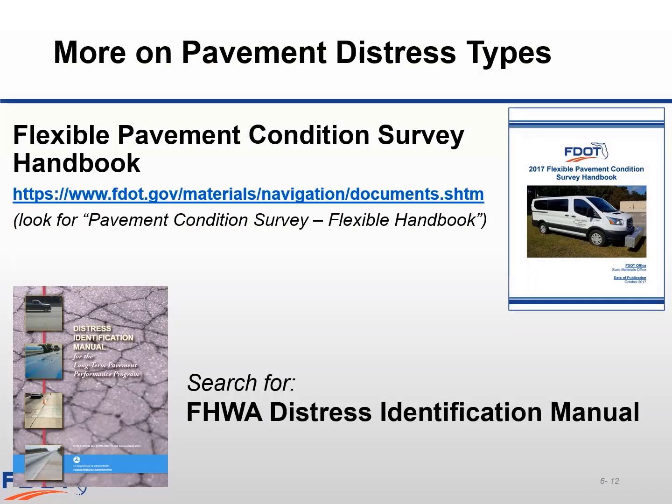On a related note, if you want to learn more about the different pavement distress types, I highly recommend looking at the department's Pavement Condition Survey Handbook and also the FHWA Distress Identification Manual. The Pavement Condition Survey Handbook is found on the State Materials Office webpage under Documents and Publications, or you can go directly to the website shown here on this slide. This handbook describes the process used to conduct the pavement condition survey. For the FHWA manual, you should be able to find it easily by doing an internet search for the FHWA Distress Identification Manual. Both of these documents provide descriptions of each distress type, along with example pictures of the pavement distresses and levels of severity.